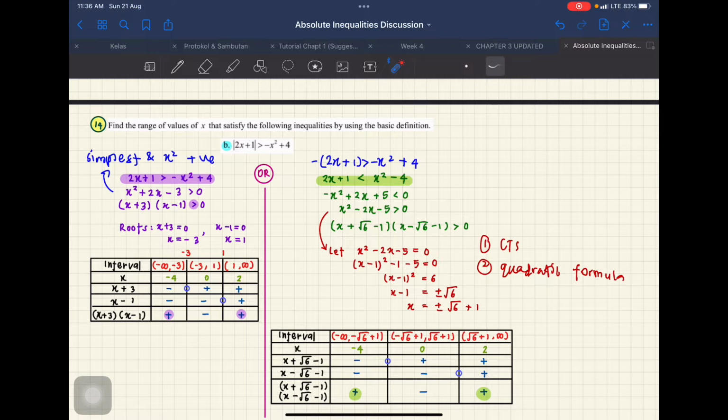Kalaulah contohnya soalan tu melibatkan equation, maksudnya dia equal to 0 dekat sini. So this one over here, it's equal to 0 instead of greater than 0. Bila dia melibatkan equation, kita nak cari nilai x, terus sampai sini dah settle, tak ada masalah. Tapi sebabkan yang ini kita nak guna CTS, kita nak guna table of sign, kita nak masukkan balik dalam table kena ada factor. So that's why bila dah sampai sini, kena masukkan kat sini balik.